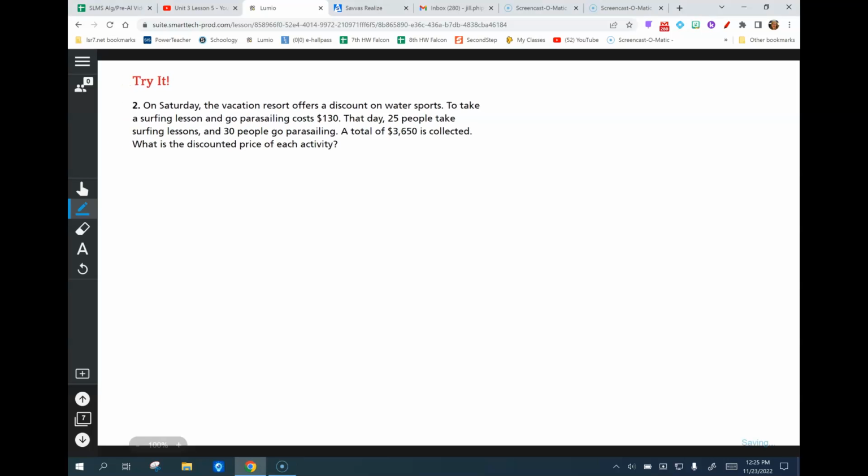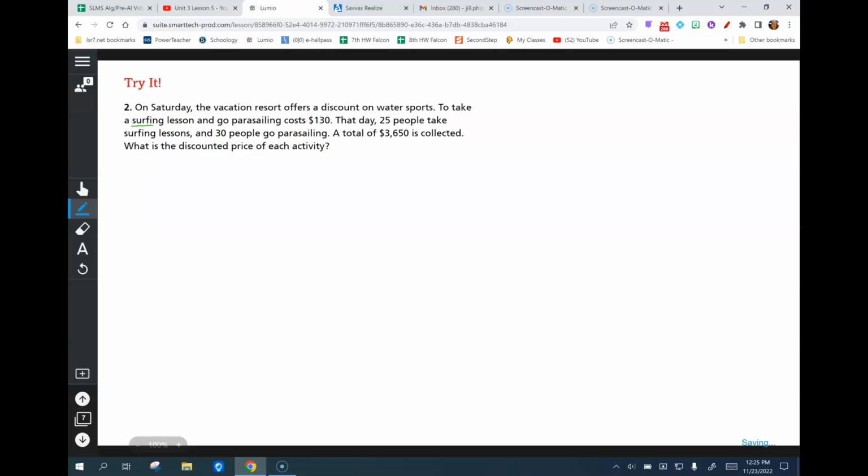We're talking about a surfing lesson, and we're talking about parasailing. Okay, now it says to take a surfing lesson and go parasailing costs $130. Well, that's the beauty of a system. I just call each of them a letter. I'm going to call this one P, and for surfing lesson, I'm not going to use S, so we'll just use L for lesson. So we know that L plus P is equal to $130 because that's what it says it costs.